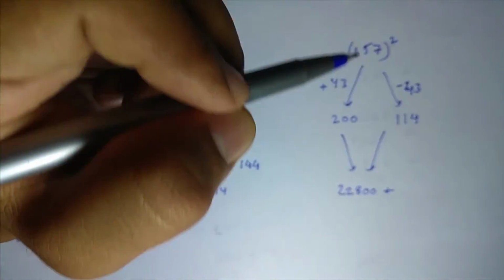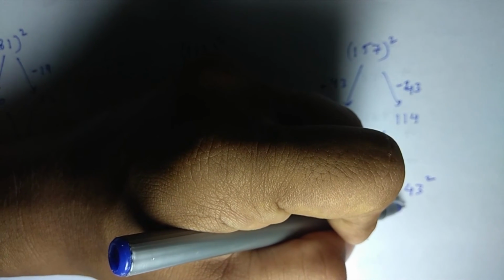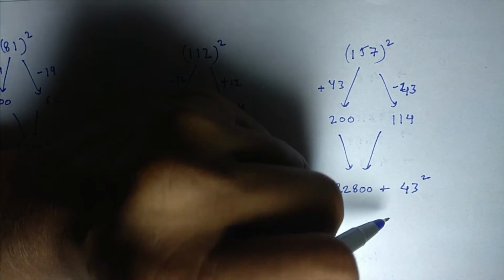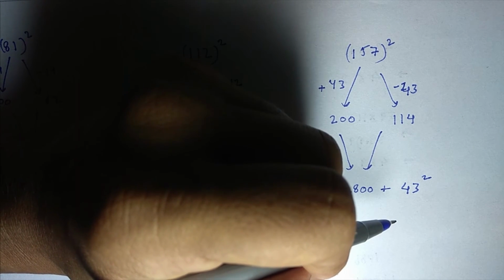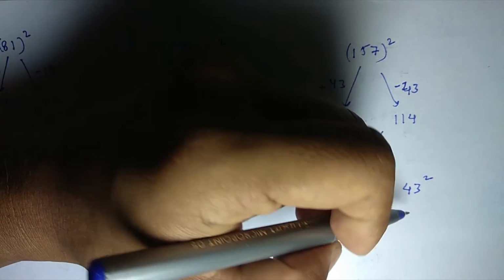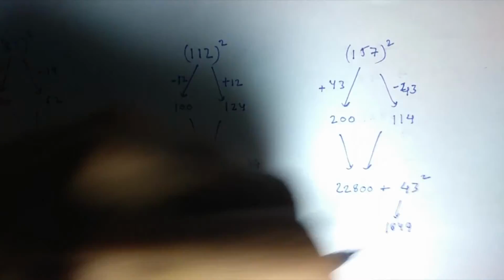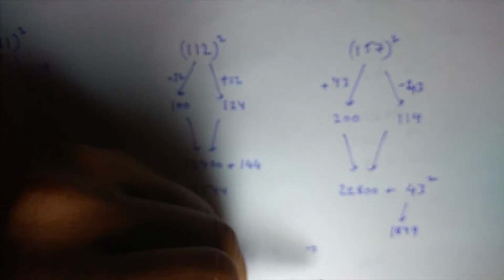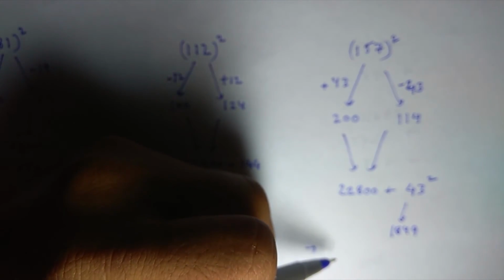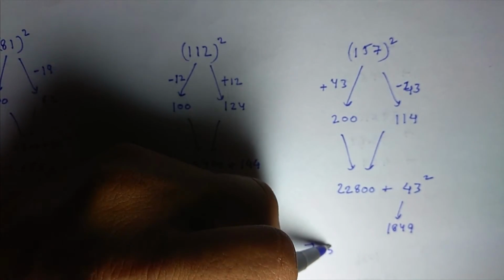Now 114 times 200 is 22,800, and adding 43 squared. Now 43 squared has to be done with the similar method. 43 squared, taking it to 50 and minus 7, that is 36, and 36 times 50 is 1800, and 49, 1849. Now 22,800 and 1,849 is 24,649.